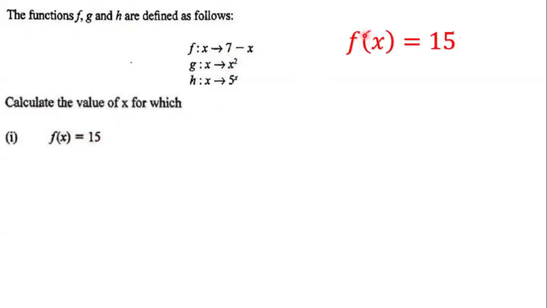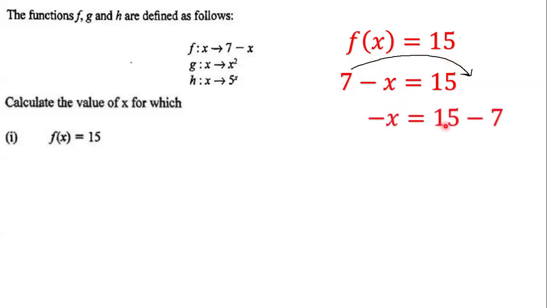Well, f of x is equal to 7 minus x. So replace f of x with 7 minus x. And so we have 7 minus x is equal to 15, and our goal is to solve for x. We're going to take this 7 and send it across the equal sign. It was a positive 7, but it becomes a negative 7. And so we have negative x is equal to 15 minus 7, and 15 minus 7 is definitely 8. So we have negative x is equal to 8.